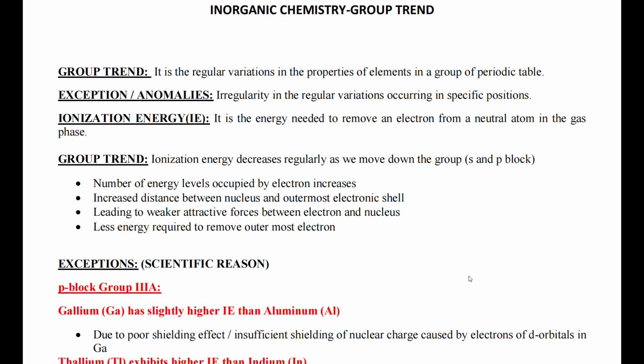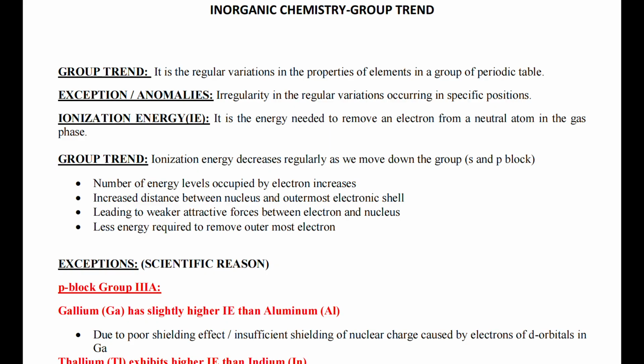If the behavior is regular, that is a group trend, but if there is any irregularity or abnormality from the normal behavior of the element, then that is considered an exception or anomaly. We are discussing the ionization energy, so it will be the group trend for ionization energy.